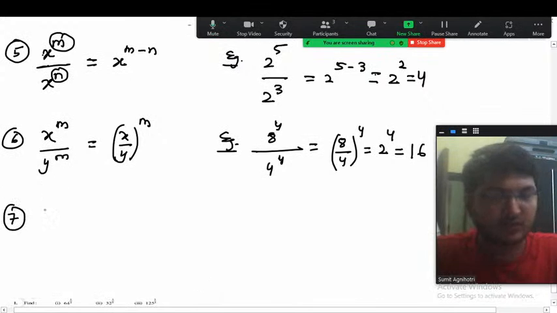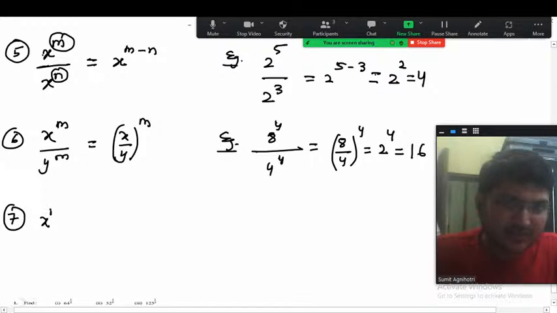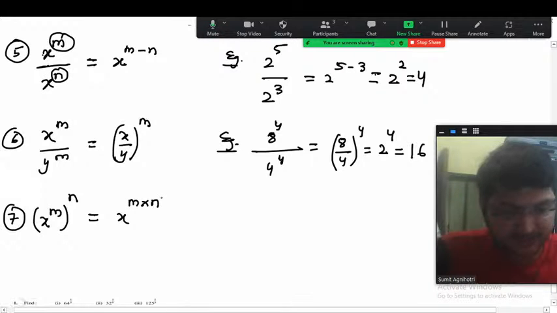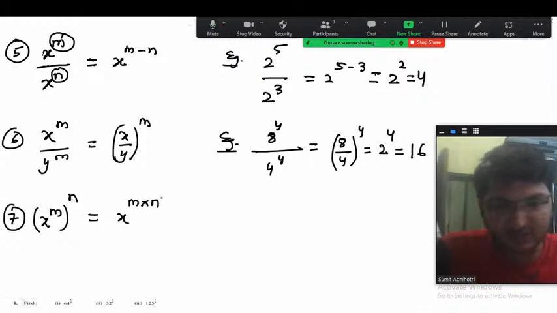One more rule is there, the power rule. What happens in this power rule? If I'm having x raised to the power m raised to the power n, then we can just multiply these two powers or these two exponents. It's possible to multiply these two exponents.